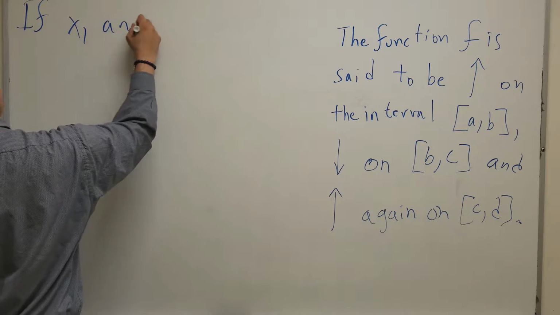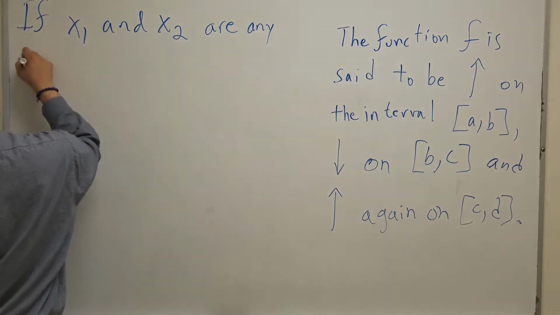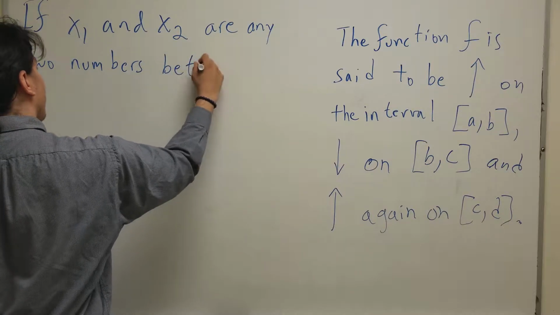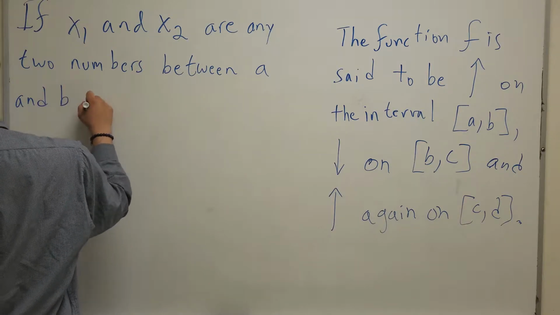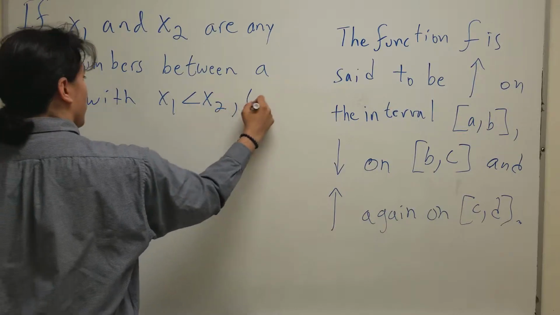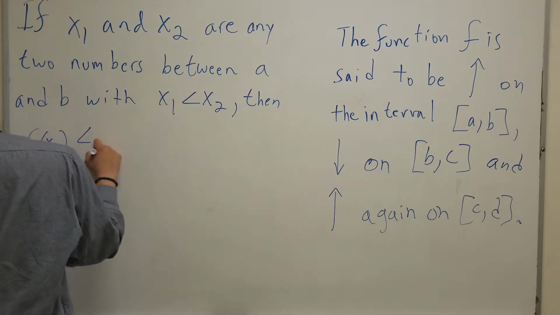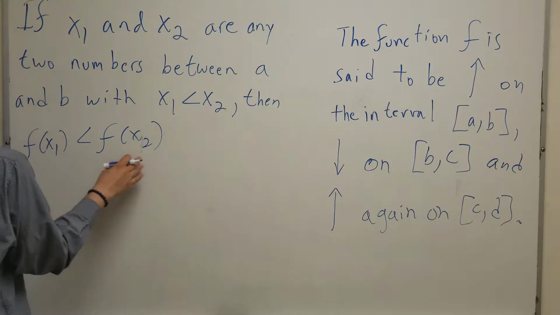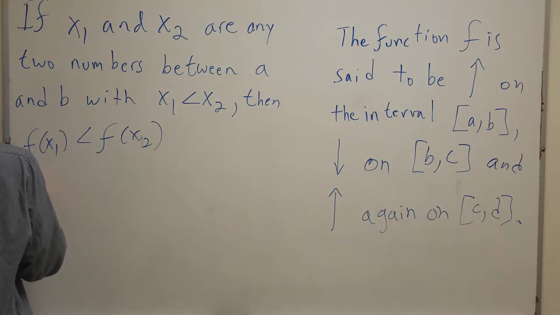If x1 and x2 are any two numbers between A and B, with x1 being strictly less than x2, then it makes sense that f of x1 should be less than f of x2. Now, that's not always true, but that's why we have these two additional properties here.